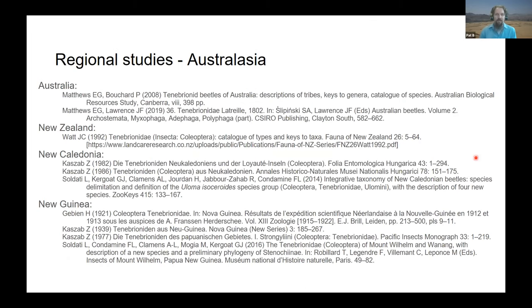So I have included here some resources for those who are interested in this realm. Eric Matthews and myself published a book at genus level with keys. This was published in 2008. And there was a chapter in the Australian Beetles, in the second volume that came out in 2019, by Matthews and Lawrence. And this is really nice as well and has a lot of representatives of all of the genera with nice photographs in dorsal view.